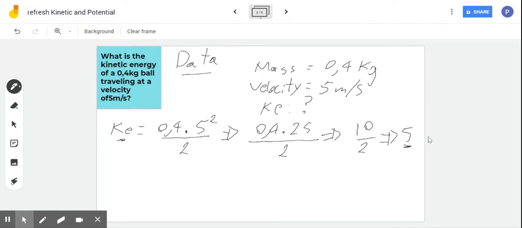Now, once we reach that point, we need to put the units. So for my answer, I have kinetic energy equals 5. And the unit for energy is joules. So I'll put a J. And this is my answer.